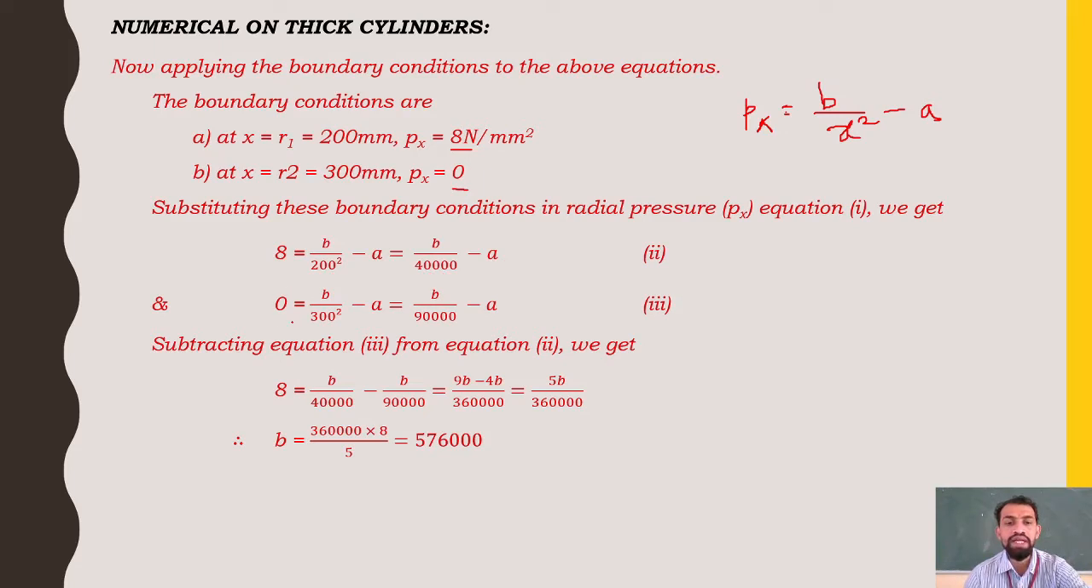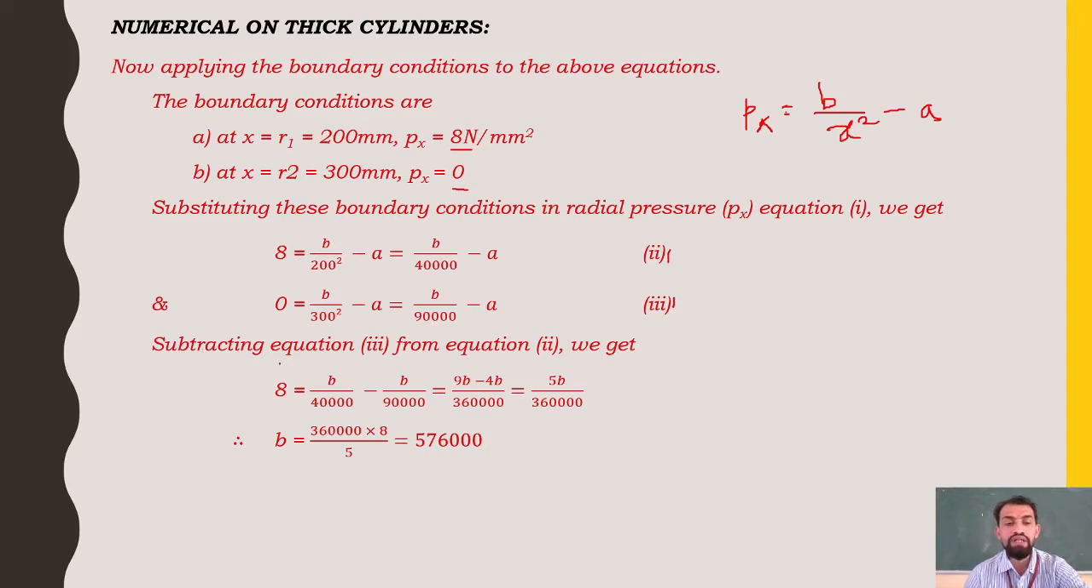Similarly, Px at the second condition, x equals R2: B by 300 square minus A, so B by 90,000 minus A. So we get two equations, equations 2 and 3.